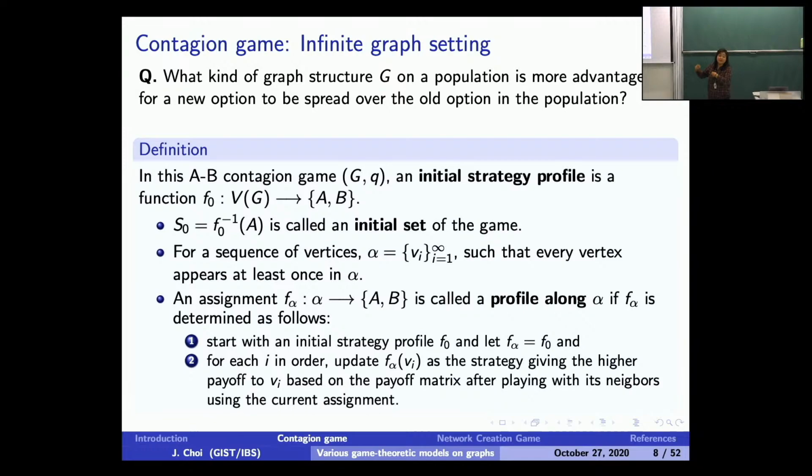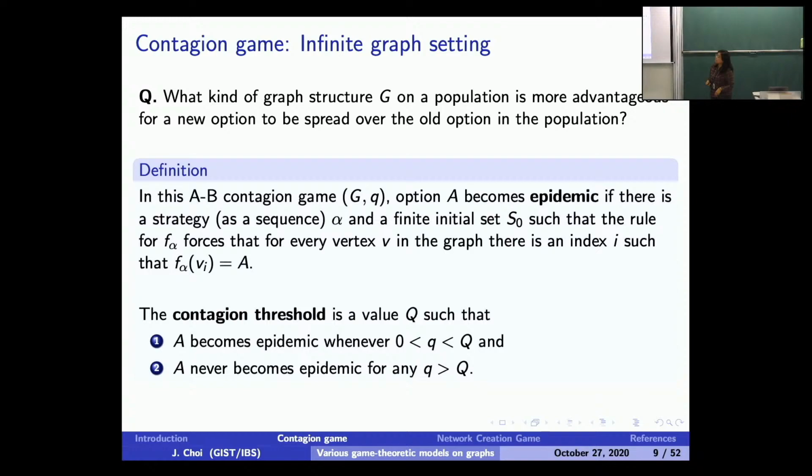Under this situation, we define the contagion game with the given graph structure G and the value Q. Option A will become epidemic if there is a strategy sequence alpha and a finite initial set S0. That means we have this infinite graph, and if you can find some finite set having A in the beginning, whereas others have B, can you find an appropriate sequence to make everything have A at the end?